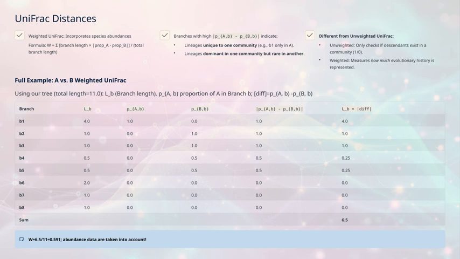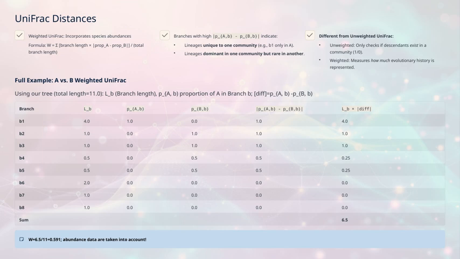This method is interesting because it doesn't just consider whether lineages are present or absent. It actually incorporates how abundant each species or lineage is within the communities we're comparing. The formula for weighted UniFrac involves summing over all branches in the phylogenetic tree. Specifically, we multiply each branch length by the absolute difference in the proportions of that branch's descendants found in each community, then divide by the total branch length of the tree.